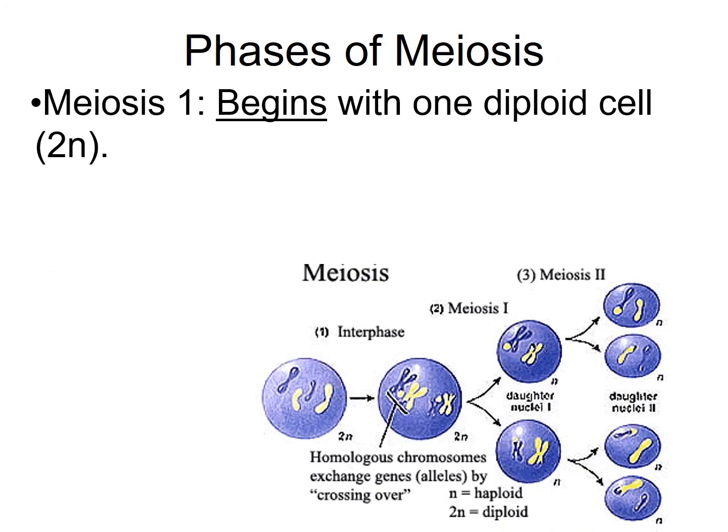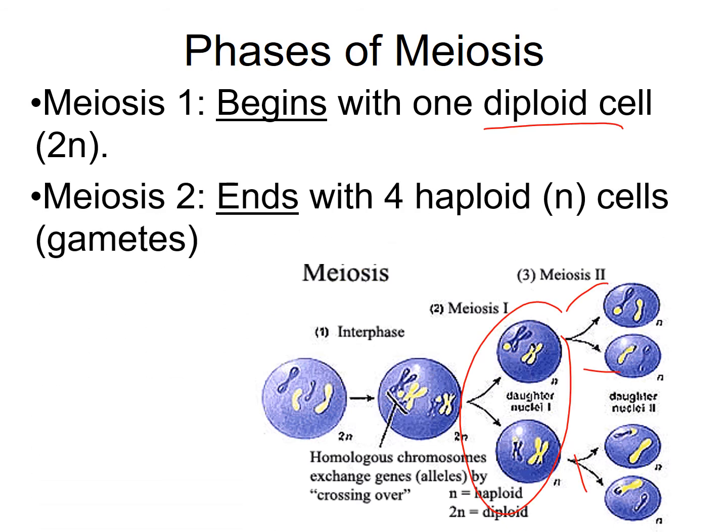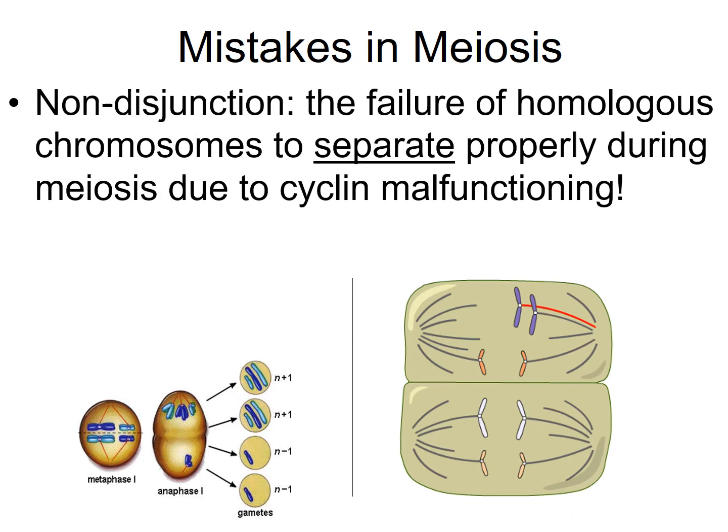So remember, meiosis begins with the diploid cell, and then it splits, and then it splits again into 4. It begins with diploid and ends with haploid. But there are some mistakes, and this is one thing we did talk about before, non-disjunction. This is when chromosomes fail to separate.